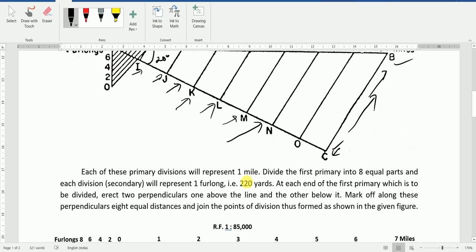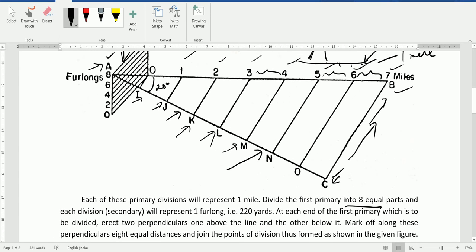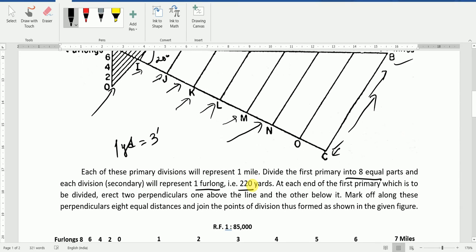And divide the first primary into 8 equal parts. Each division here, in this case, will represent 1 furlong. So 1 furlong is equal to 220 yards, and 1 yard is equal to 3 feet. At each end of the first primary, which is to be divided, erect perpendicular lines, one above the line and the other below it.